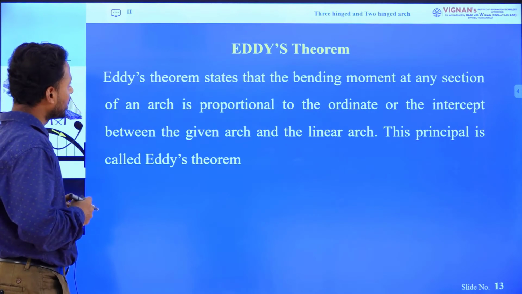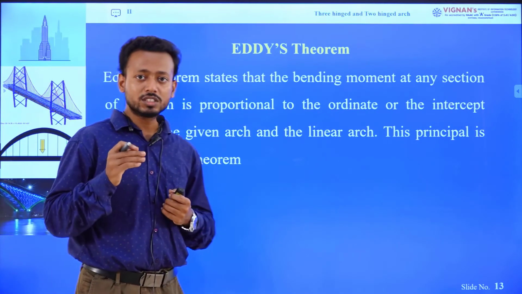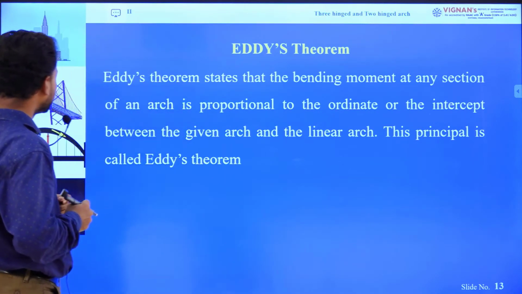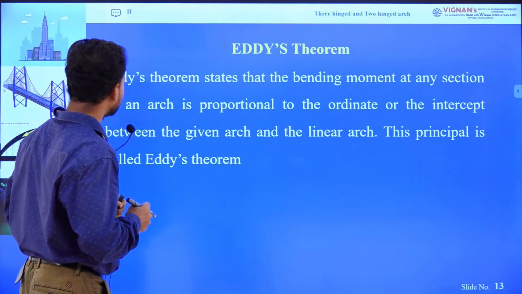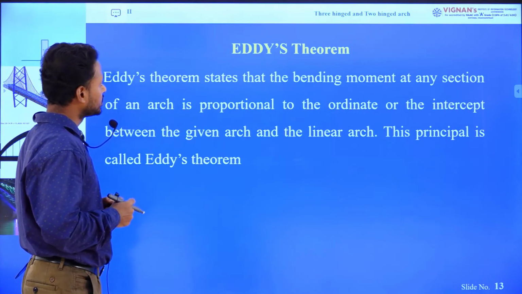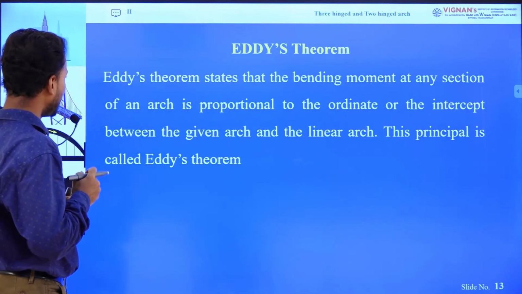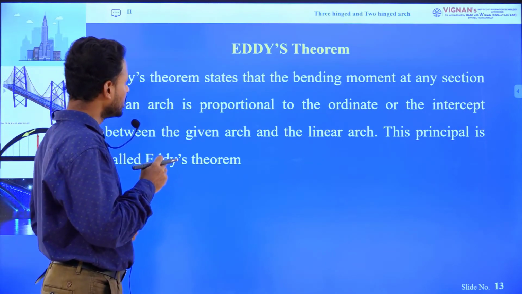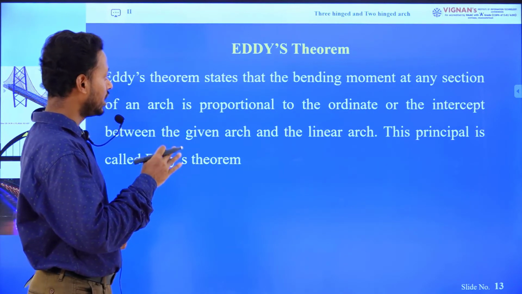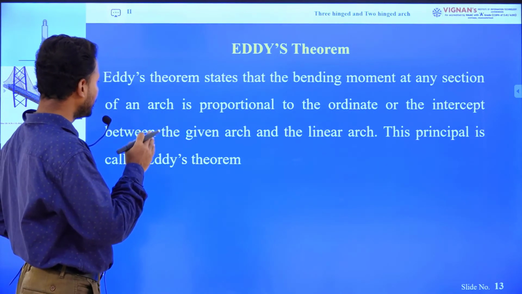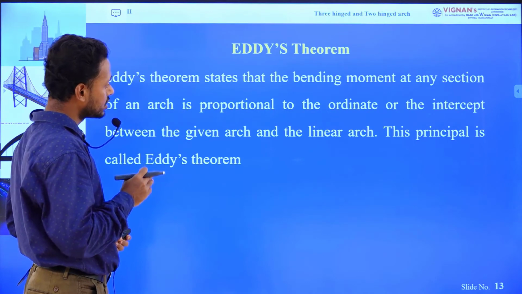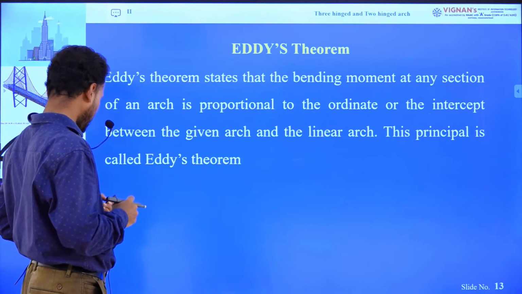Now we will learn Eddy's theorem. What does Eddy's theorem state? Let's start. Eddy's theorem states that the bending moment at any section of an arch is proportional to the ordinate or the intercept between the given arch and the linear arch. This principle is called Eddy's theorem.